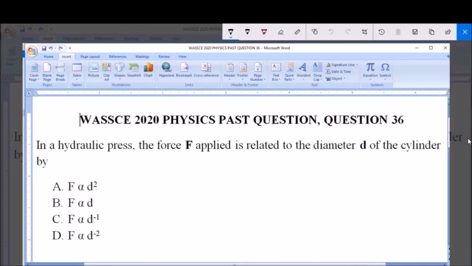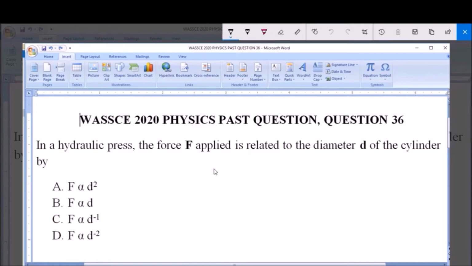I will be answering WAEC 2020 physics past question 36. In a hydraulic press, the force F applied is related to the diameter of the cylinder by A. F is directly proportional to the square of the diameter. B. F is directly proportional to the diameter. C. The force F is inversely proportional to the diameter. And D. The force F is inversely proportional to the square of the diameter.